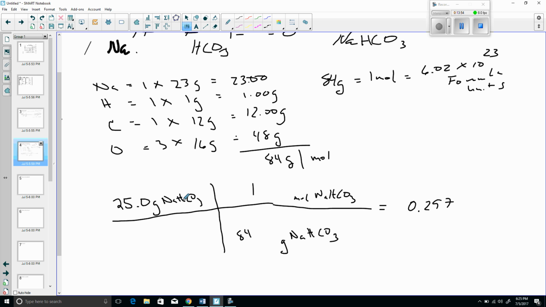What were we trying to find? Well, we were trying to find moles. We have to make sure that when we're doing these brackets, we have the unit that we desire at the end. So grams of sodium bicarbonate divided by grams of sodium bicarbonate is equal to 1, so they cancel, and we're left with moles of sodium bicarbonate, NaHCO3. And guess what? That's what we were trying to find. And there you go. Let's move on to the next problem.